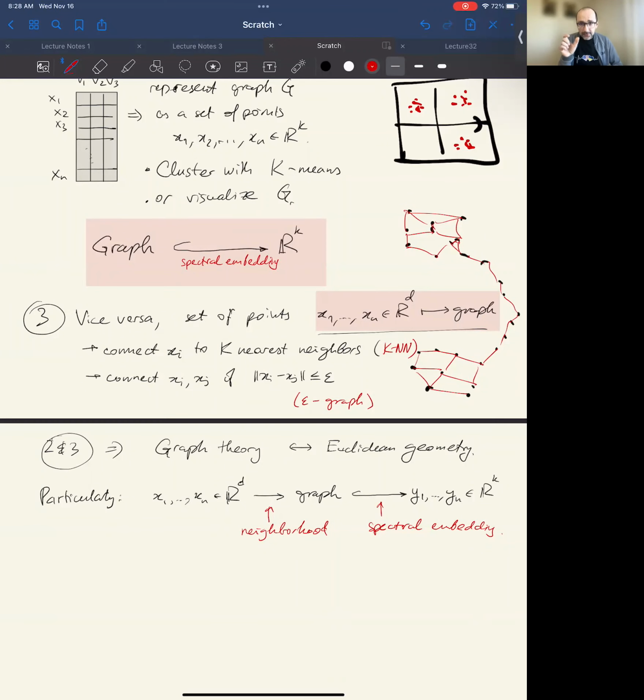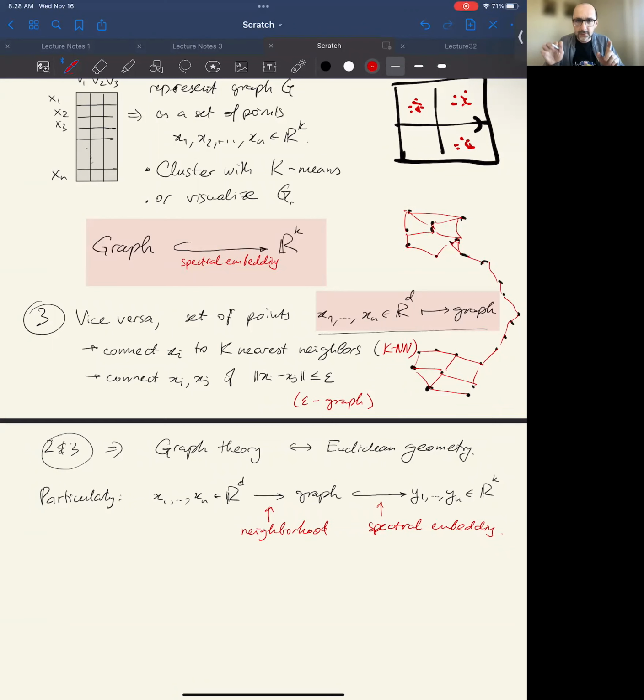So in the middle, we have the graph, but then we'll forget about it. We just have the set of points as an input, set of points as the output, and it passes through the graph in the middle. Why? Because the graph captures the local shapes. So that is one of the methods to visualize or to cluster the data using the neighborhood graph. And here is how it works.